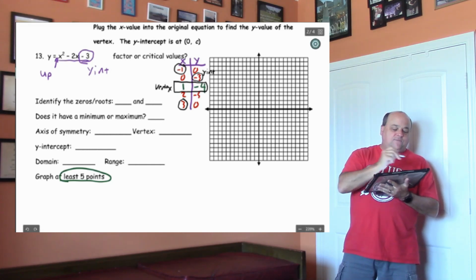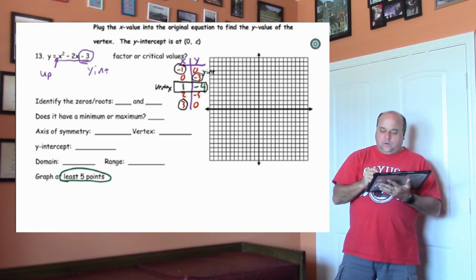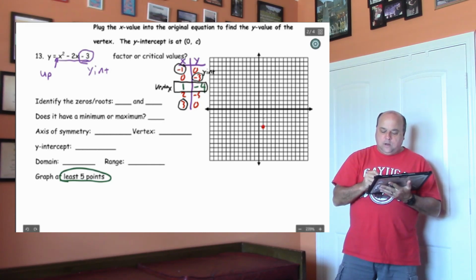Now then, let's graph these ordered pairs. Okay, so I'm going to graph 1, -4. 1, 2, 3, 4. Then I'm going to graph 0, -3. And then I'm going to graph the -1 and the 0. And then just connect those dots.